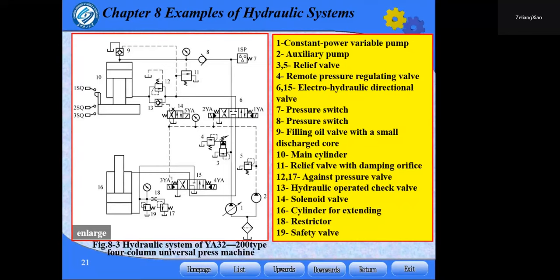Even the largest flow from pump 1 can't fully compensate for the empty space of the main cylinder. Partial vacuum is formed, causing the oil in the filling reservoir to enter the output of the main cylinder through the check valve, under atmosphere and oil level.